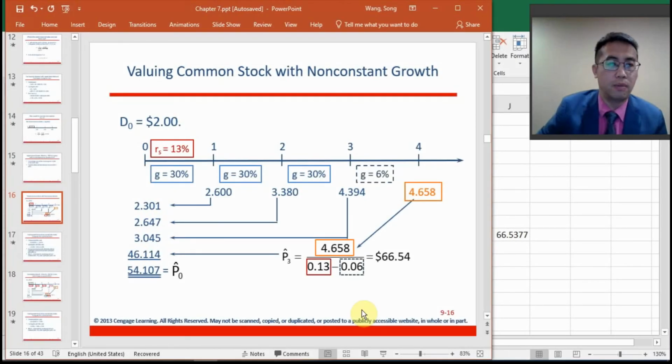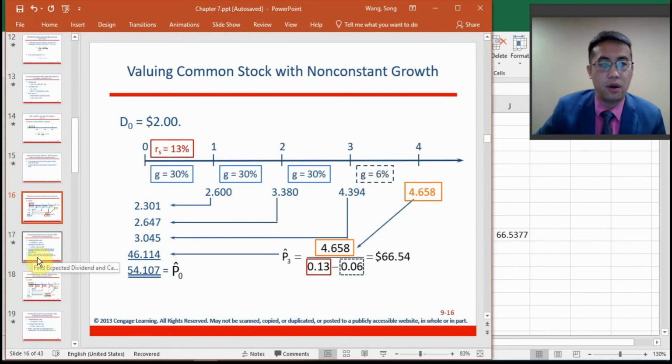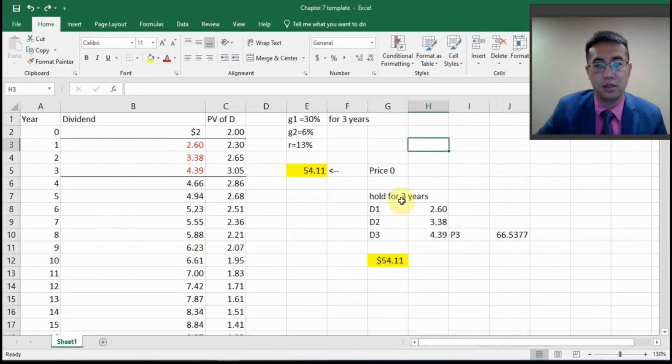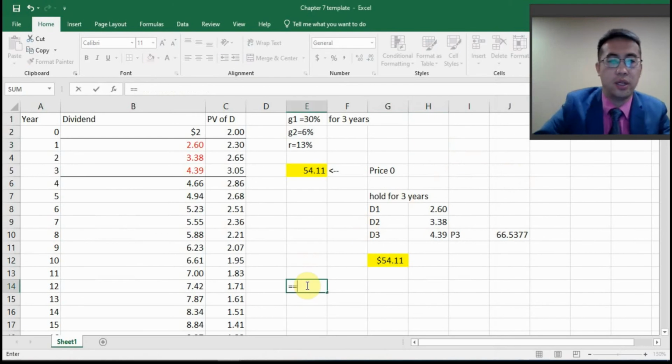So getting back to our PowerPoint example, you can also solve for the dividend yield based on the formula. It is the first year's dividends divided by the current stock price. And it's pretty easy to use Excel to do it. It is the first year dividend divided by the price you just solved based on whichever method. This should be percentage.